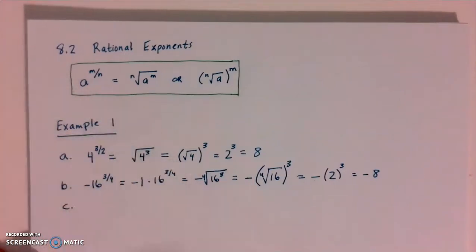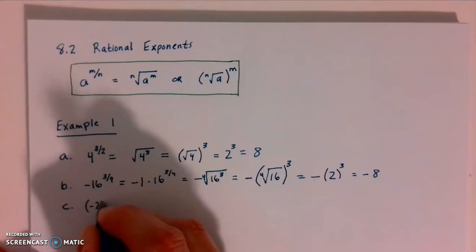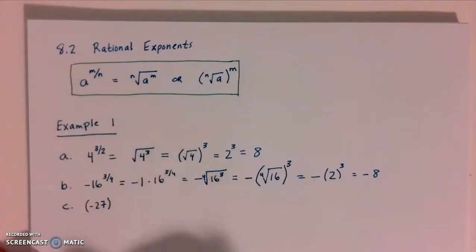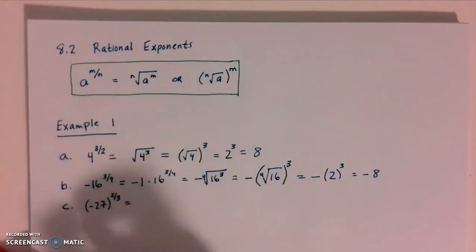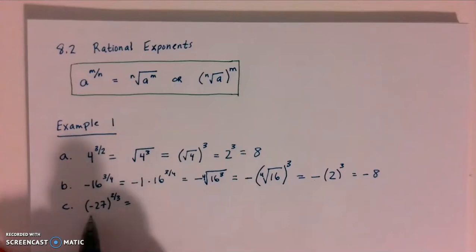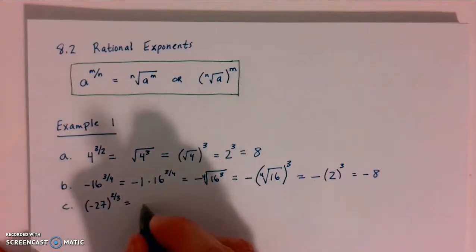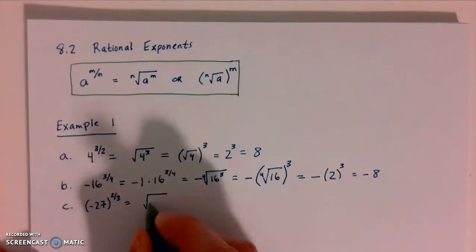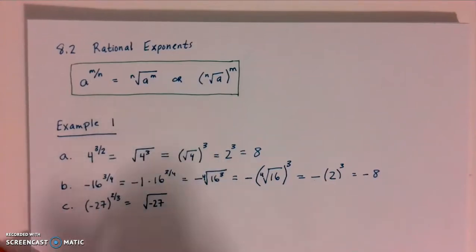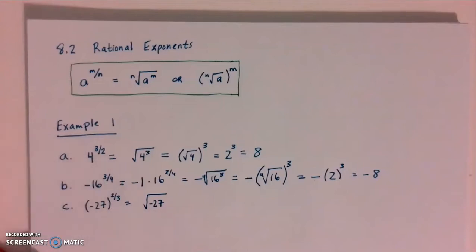Alright, let's try another one. C. This time we have, in parentheses, negative 27, all raised to the 2/3 power. So now this exponent does apply to a number that is negative. So when I write my radical, inside as my radicand, I am going to have a negative 27. So the parentheses make all the difference here. No parentheses in example B, but we do have parentheses in example C.